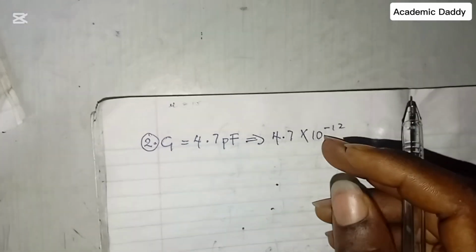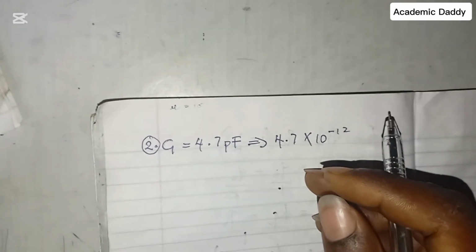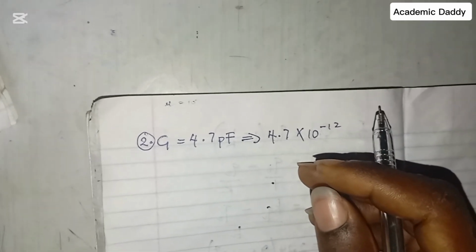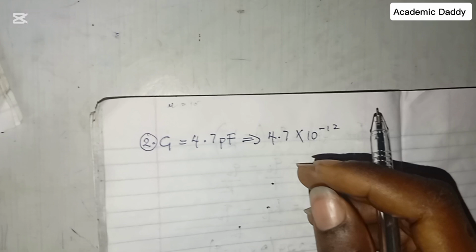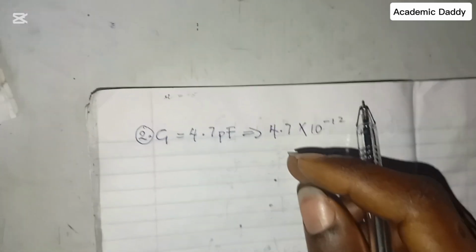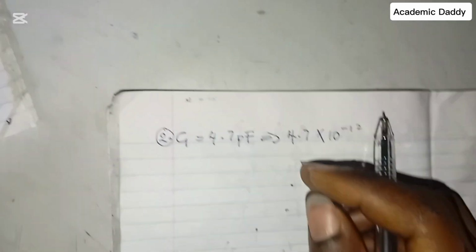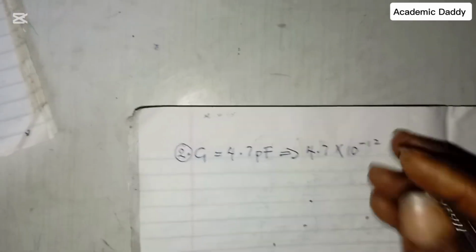So go back to my class. Well, if it's pico, a trillion pico is equal to 1 anything. So go back to my unit conversion factors for that one.